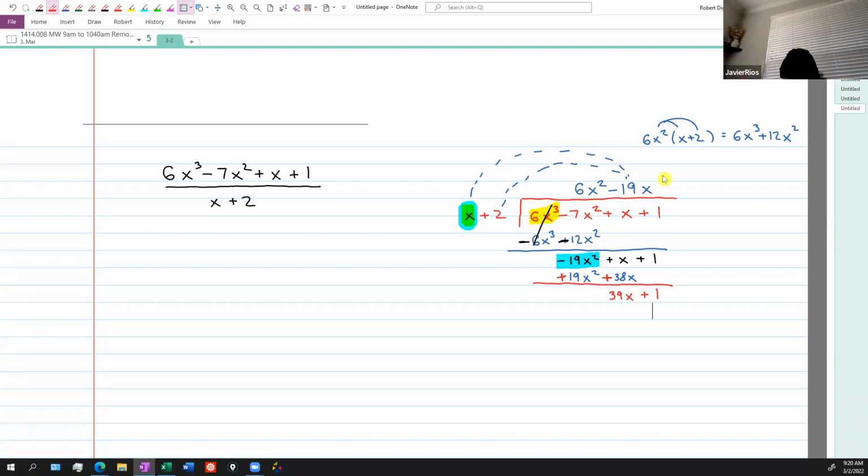Okay, Javier, what would you do now? See how many times the x goes into the 39x. Okay, and so what would you need in order to turn this x into 39x? What's the only thing you're missing? Multiply times 39. 39, right? Because you already have an x. You just need to turn this x into a 39x, so you just multiply by 39. Yes, sir. Okay, good.